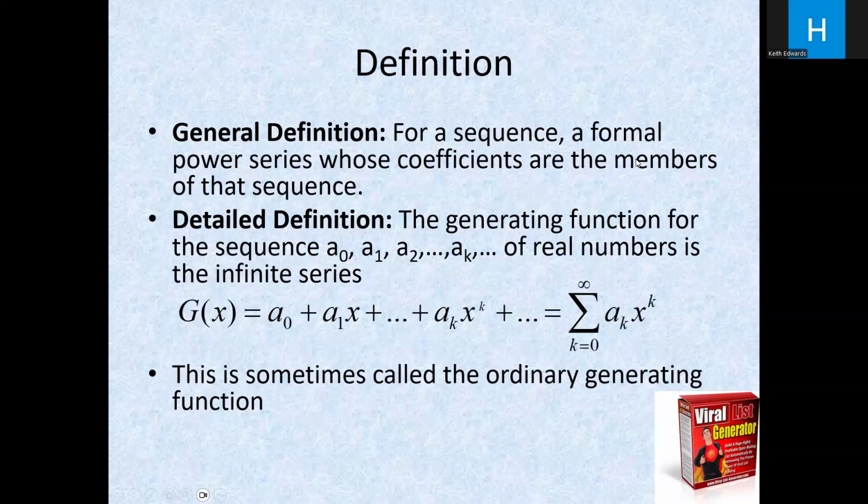So for a sequence, a formal power series whose coefficients are members of that sequence is a generating function. The generating function for the sequence A0, A1, Ak, etc. of real numbers is the infinite series A0 plus A1 times x plus A2 times x squared plus A3 times x cubed plus A sub k x raised to the k. And so the A's are the sequence that we're interested in getting. This is sometimes called the ordinary generating function.